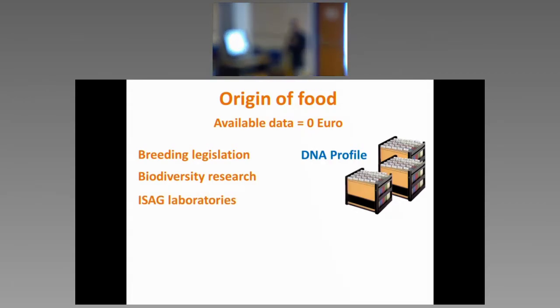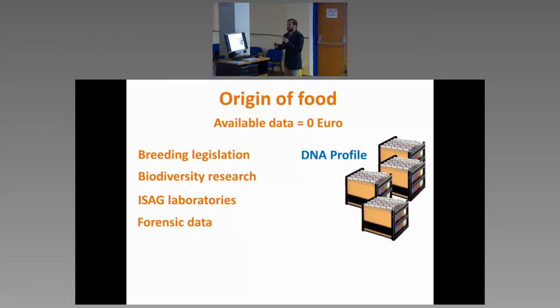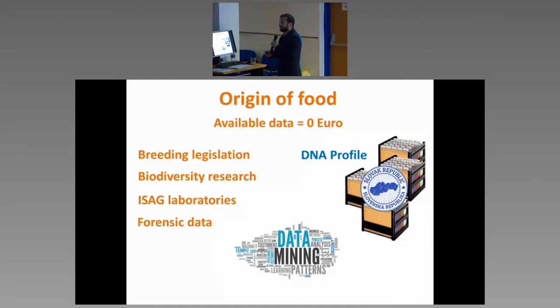We also have ISAG laboratories. It's the International Society for Animal Genetics. If you want to know something about other countries, you can ask them, and they have to give you some kind of information. And also there are some forensic data that are more or less accessible under certain conditions. What these data have in common is that they describe the Slovak population of animals. So now we just need to use data mining and it's done.